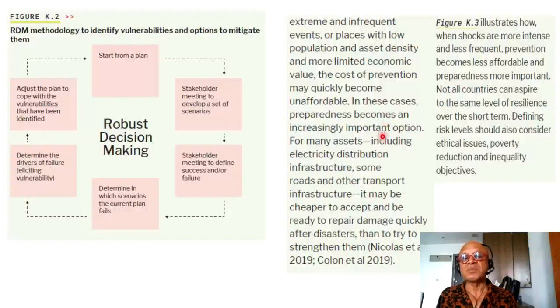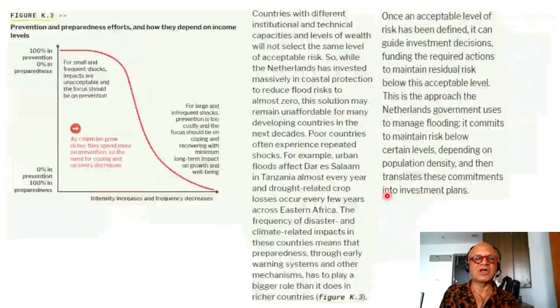In these cases, preparedness becomes an increasingly important option for many assets, including electricity distribution infrastructure, some roads and other transport infrastructure. It may be cheaper to accept and be ready to repair damage quickly after disasters than to try to strengthen them. So when you always use economic considerations, which is reality, then obviously someone will pay the price for the choices made, but one can say somebody always pays the price, right?